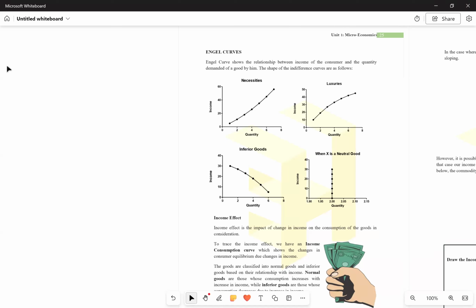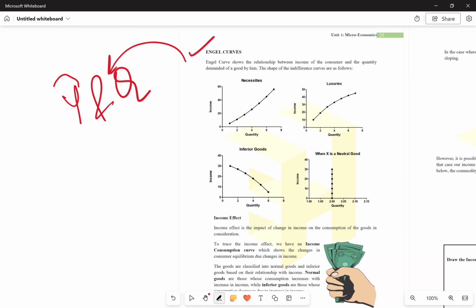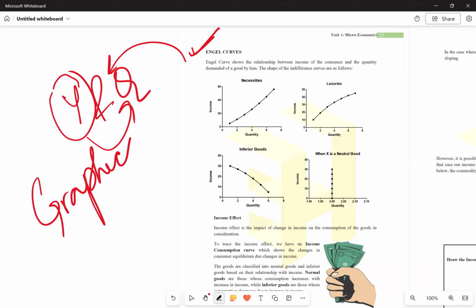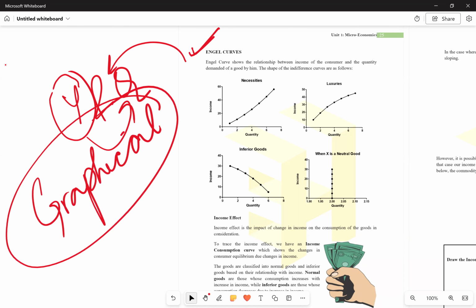So now we have to start off with your Engel curves. Engel curves basically tell the relationship between income and output. How the income will affect output is shown by Engel curves. It is nothing but a graphical representation of the relationship between income and output.